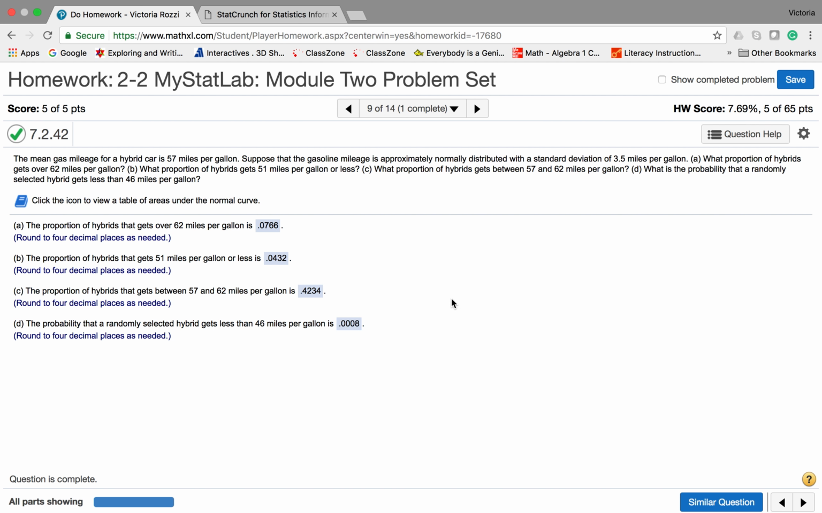So again, don't worry about this problem. Once you get into the Standard Normal Calculator, it makes it much easier to do.